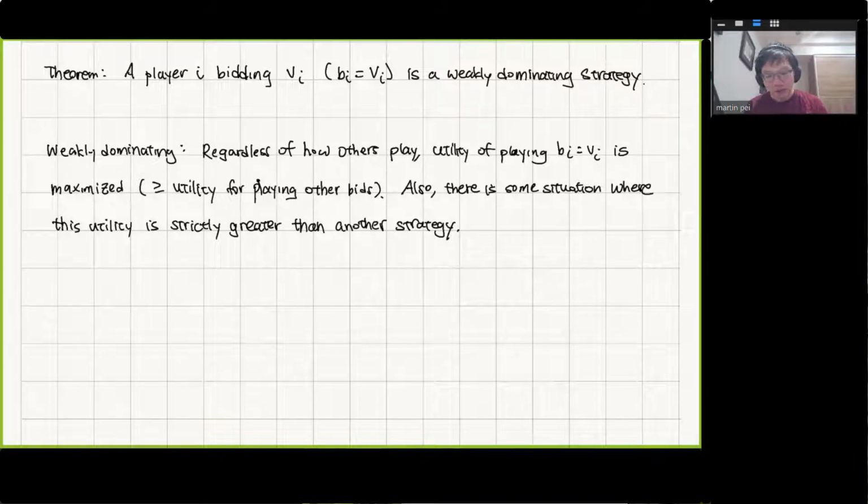Okay, right, so the definition from the beginning here, where the utility is maximized, doesn't prevent us from saying, well, the utility is always the same, so therefore it is maximized. So that's why we need a second definition here, where we say that we must have some situation where this utility will actually decrease if we switch to a different strategy. Okay. All right, so that is the theorem and what weakly dominating means and what second auction means. Do you guys have any questions before I move on?